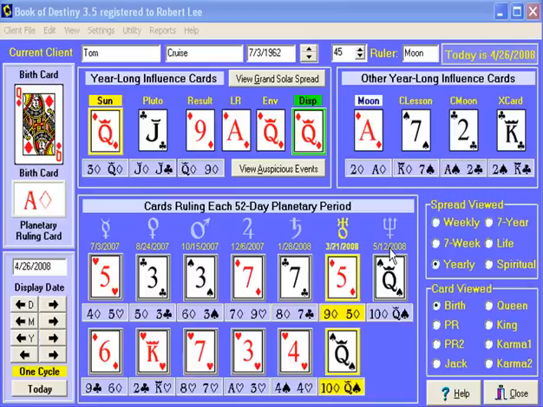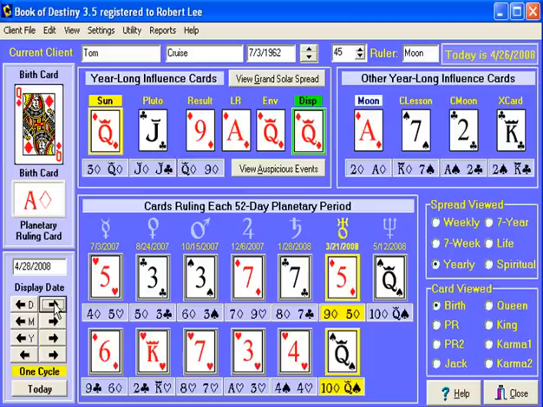However, I can change this display date just by moving ahead. Like I can go a day ahead, or I can go a month ahead. And notice when I go one month ahead, it jumped from the Uranus period to the Neptune period. Now we see his card for the Neptune period.